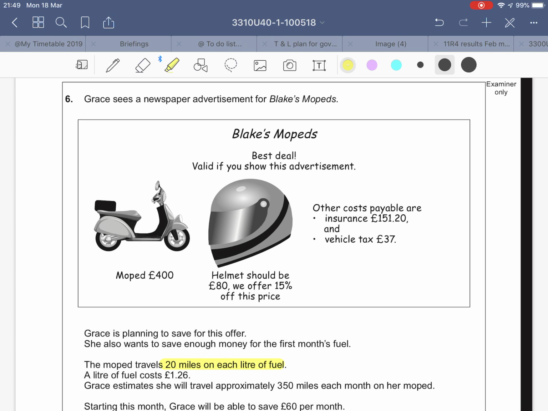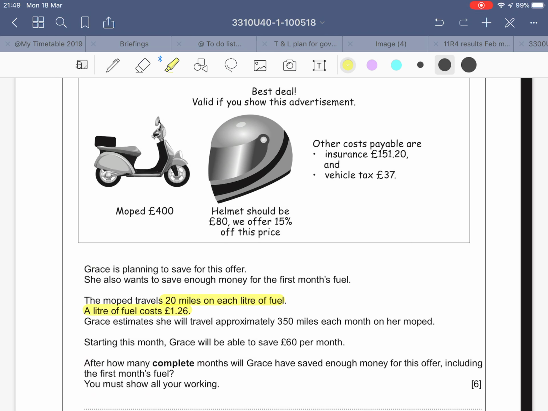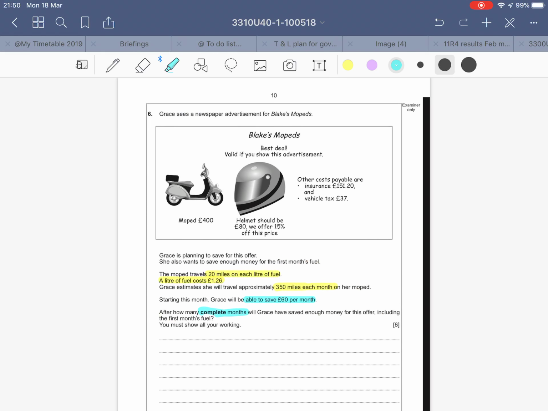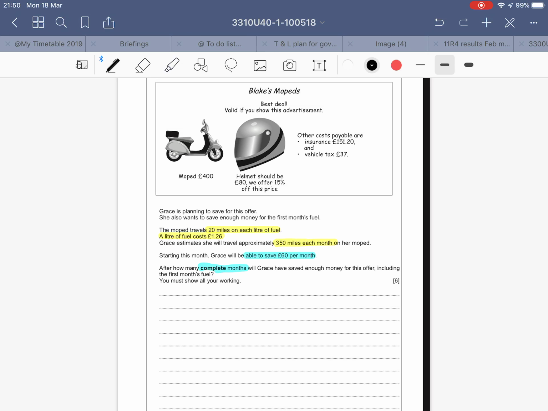Lots of information here. 20 miles on a litre, and a litre costs $1.26. Grace estimates that she travels 350 miles a month on her moped. Starting this month, Grace will be able to save £60. After how many complete months, that's important, will Grace have saved enough money for this offer, including the first month's fuel? You must show all your workings. Okay, this is a 6-mark question. There's a lot going on.